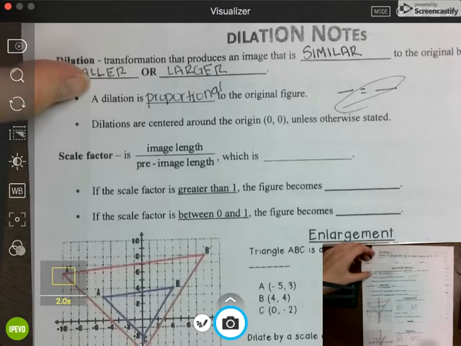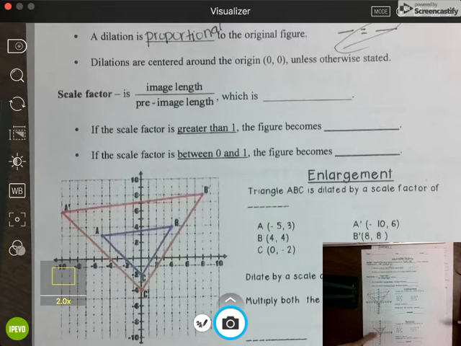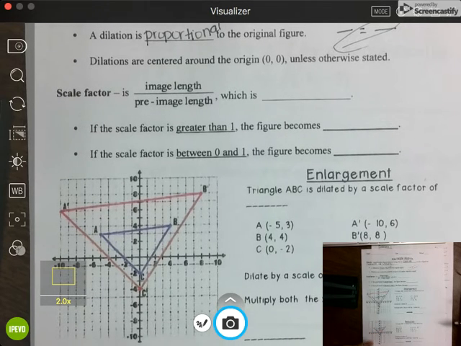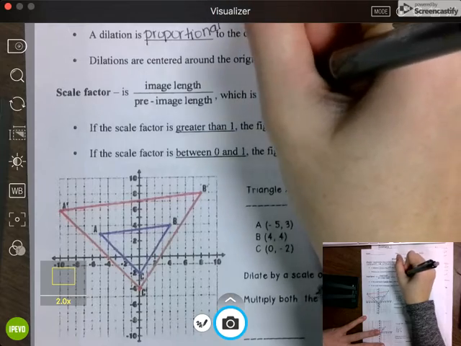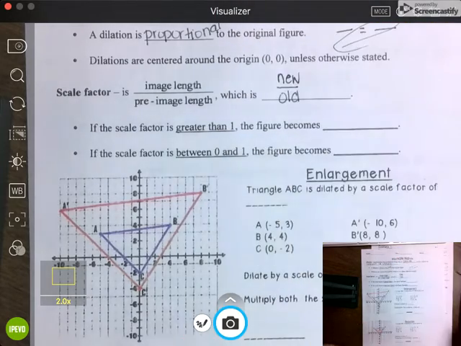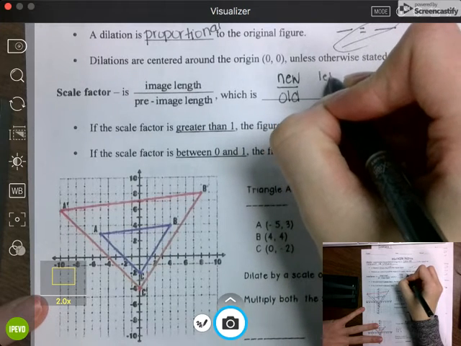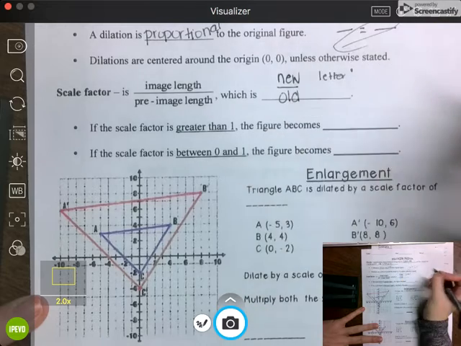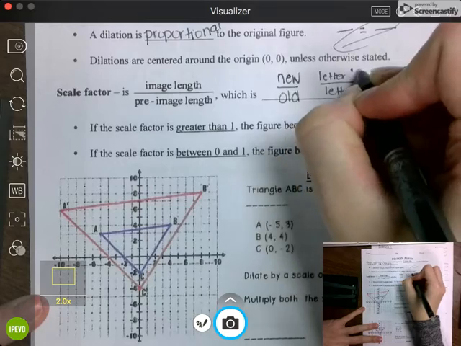Now, if you look, it says scale factor is image length over pre-image length. So that's a lot of fancy talk for just saying that it's the new over the old. So all that y'all have to understand is which one is the new and which one's the old. Okay? Remember, the new is going to be a letter with that apostrophe. And an old will be just a plain old letter.